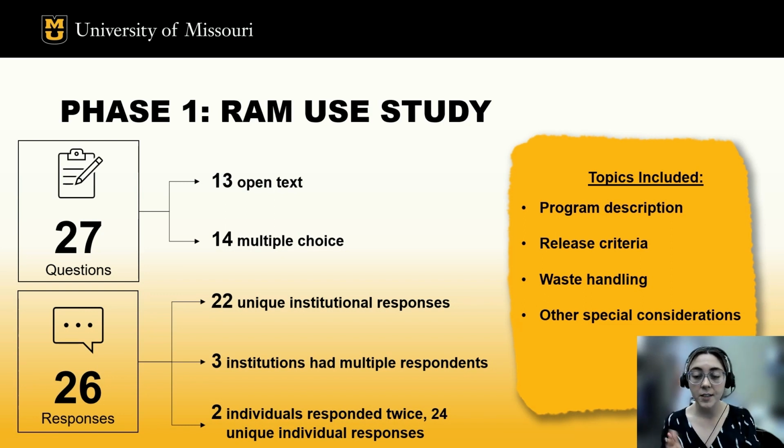The first phase of the study was focusing on RAM use, and so what I did was create a digital survey using Qualtrics, and I sent it out to everybody that I could find that had any sort of veterinary medicine program in the United States. My survey had 27 questions, and I got 26 responses, and I won't have time to touch on everything that we found today, but topics in general covered how you set up your program, how you handle the release criteria, like how long you require your patients to stay at your facility before they leave, what kind of dose rates you require before they can leave the facility, and then other special things like how you handle your waste.